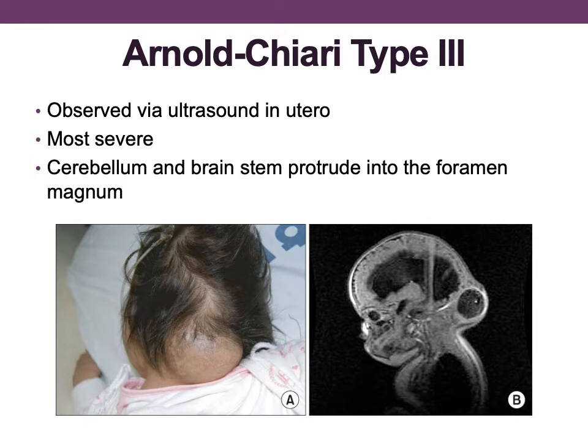Arnold-Chiari malformation type 3 is also observed via ultrasound in utero. It is the most severe type of Arnold-Chiari malformation. The cerebellum and the brainstem protrude right into the foramen magnum and can cause severe disabilities.